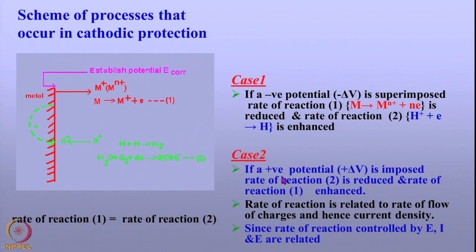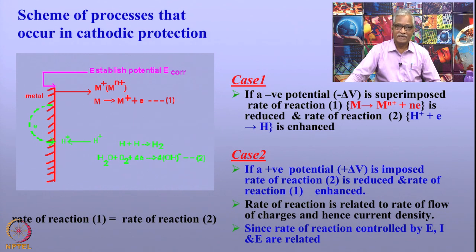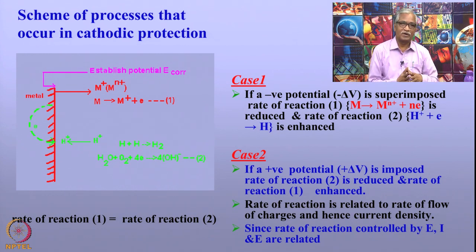So, in case 2, that means if you apply a positive potential, you see that the metal corrosion increases and the reduction reaction decreases. This is the fundamental understanding of any electrochemical process. To sum up what you have seen so far, we can say that the reaction rates at the interface are controlled by the potentials. The potential in turn controls the current, and the current in turn controls the rate of reaction. This is the essence of electrochemical reactions and electrochemical corrosion processes, and it is also applicable to cathodic protection engineering.